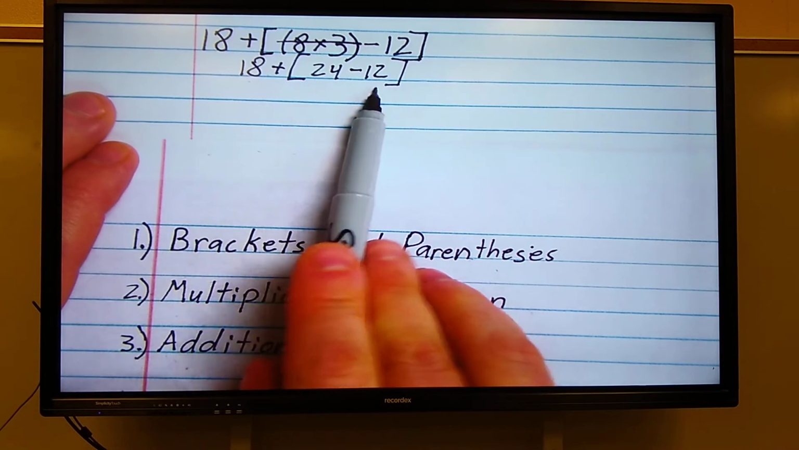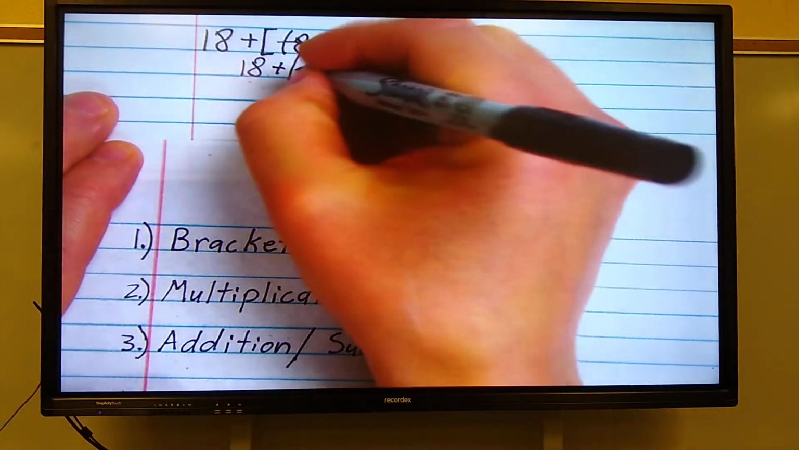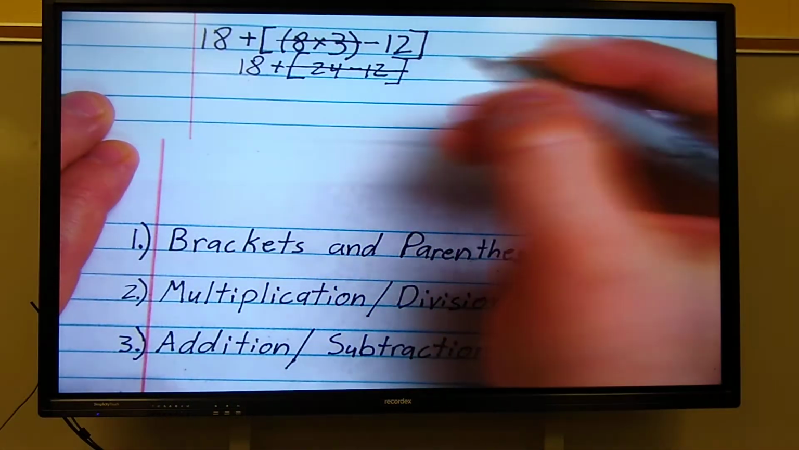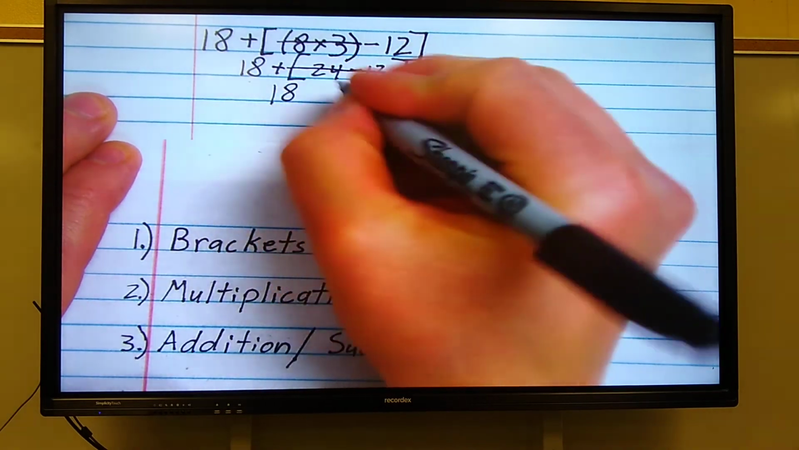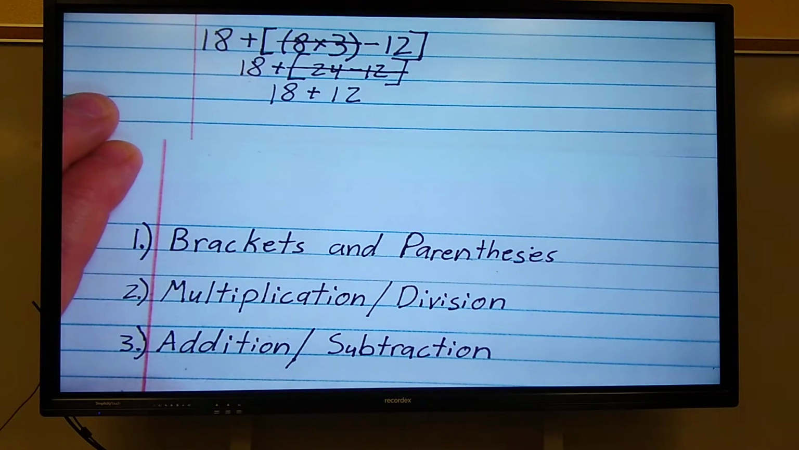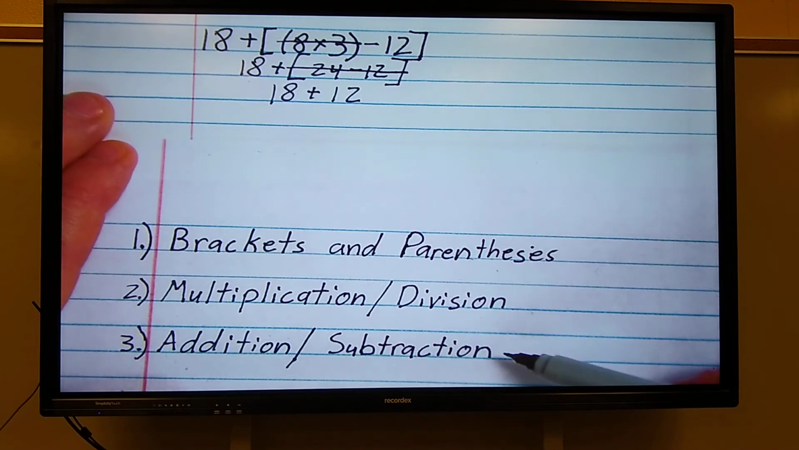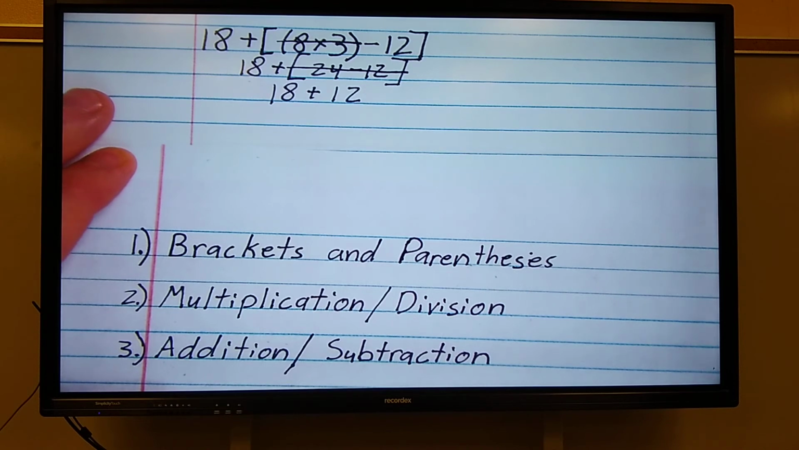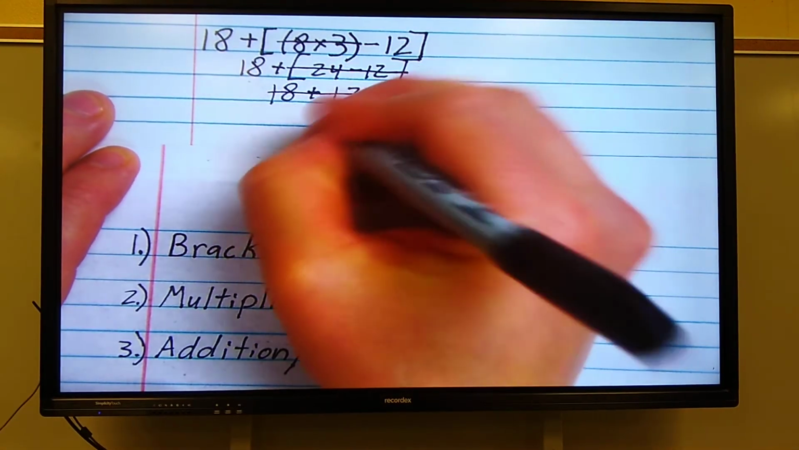So now I must do 24 minus 12. 24 minus 12 is, of course, 12. So now I have 18 plus 12. So I know I don't have any multiplication or division. All I have is one thing left to do. Okay? It's 18 plus 12. The answer is 30.